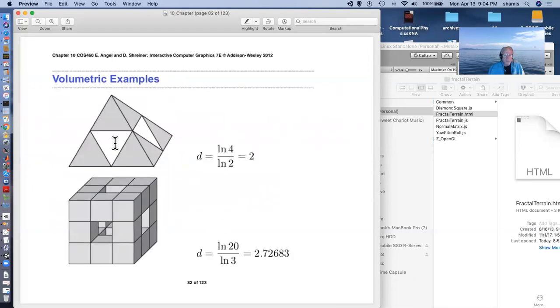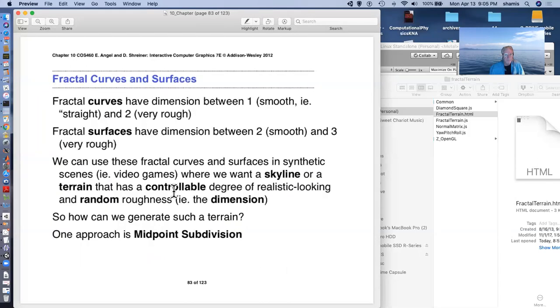Here's some volumetric examples. This is kind of a 3D version of the Sierpinski Gasket. If it's a triangular based solid, here we're dividing it in 2. We're making 4 new objects, 1, 2, 3, 4. So the dimensionality of this object is 2. It's not a 3D object, it's a 2D object. And here's another more complex example.